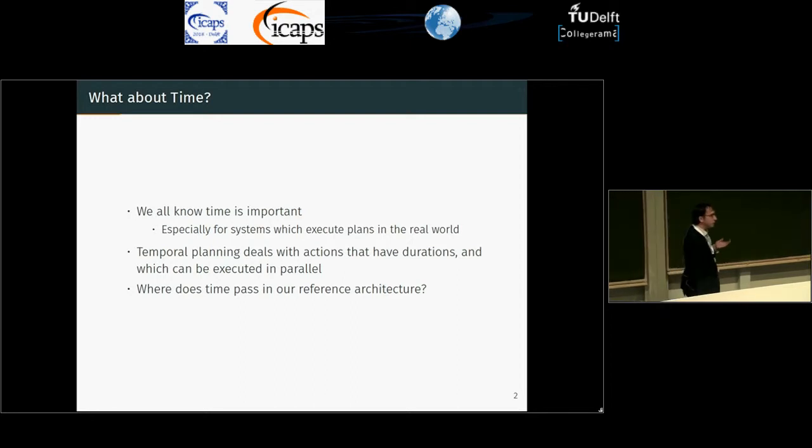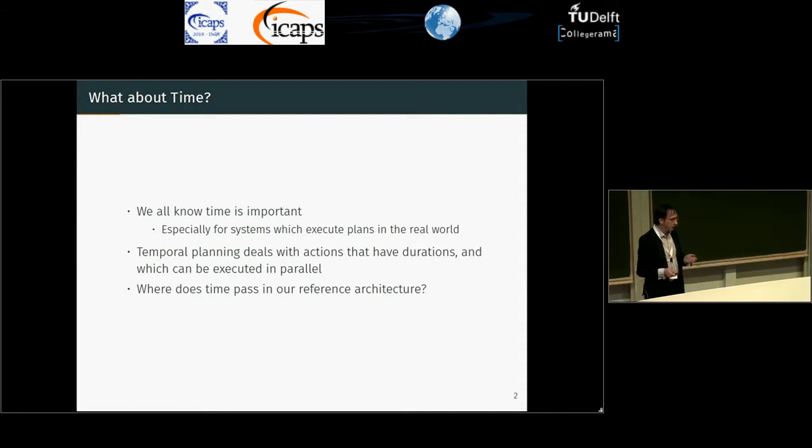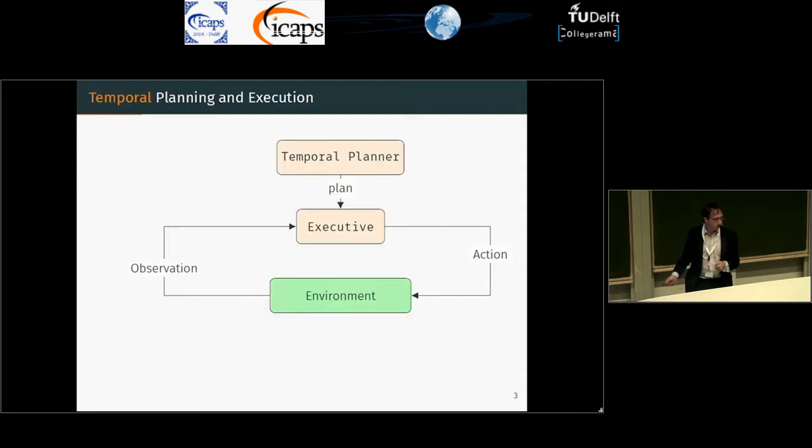So we all know that time is important. If you're thinking about executing plans in the real world, then you usually need to think about time in one form or another. We have temporal planning to deal with actions that have durations and where we need to coordinate parallel activities. Where does temporal planning fit into the sort of execution architecture that I just had on screen?